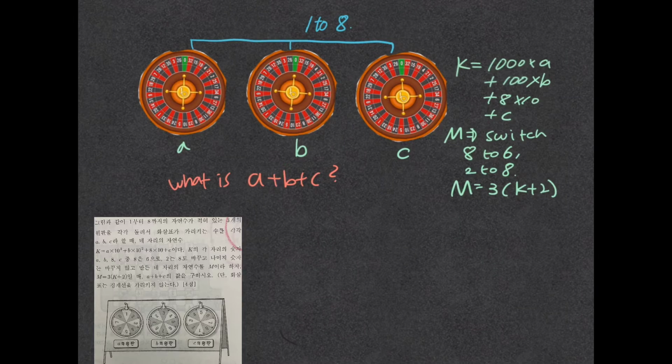So now, let's solve this question. It says K is equal to 1,000 times A, plus 100 times B, plus 80, plus C. And capital M is K, and K is a 4-digit number, and you switch 8 to 6 and 2 to 8. And we're trying to find A and B and C and get the number of A plus B plus C. So basically, let's start with this. This is basic math, and I believe that it is pretty easy.